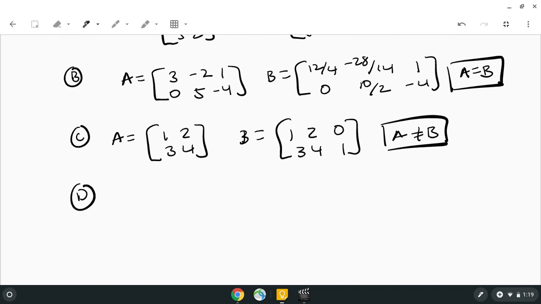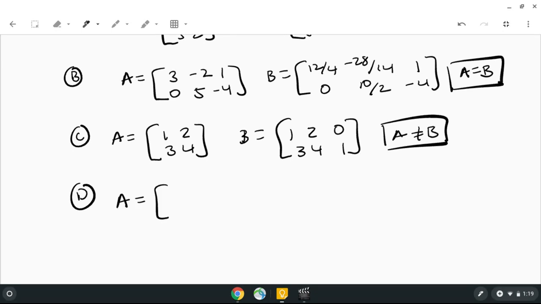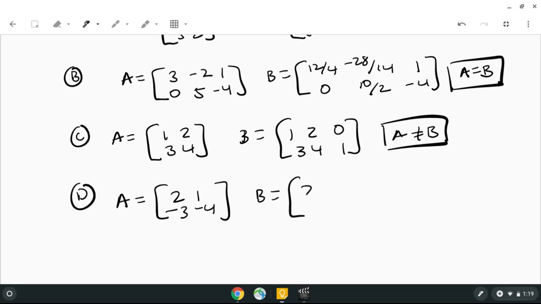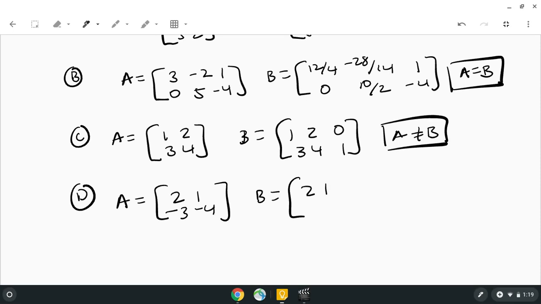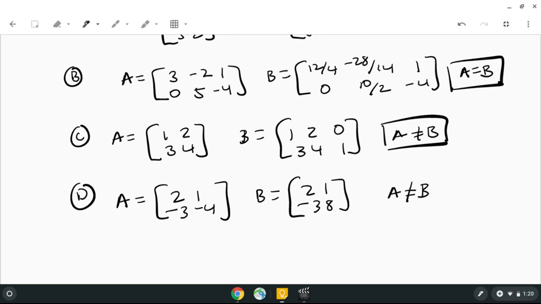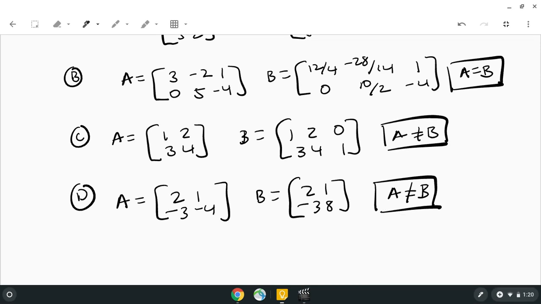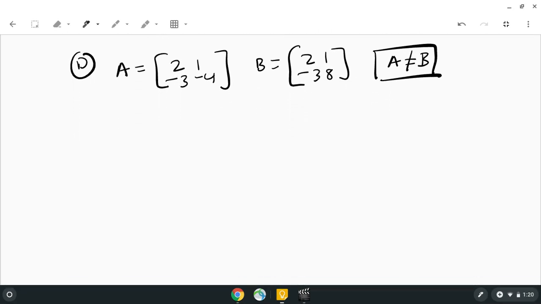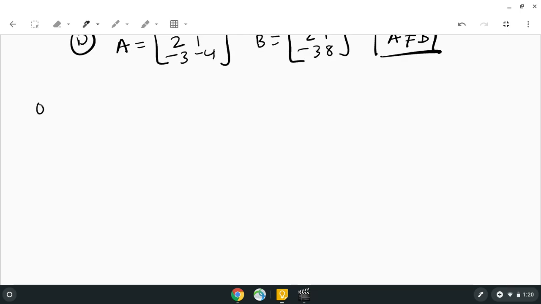And let's take a look at one more here. If A is 2, 1, negative 3, negative 4, and suppose matrix B is 2, 1, negative 3, 8. They have the same dimension, and they almost have the same elements, but the negative 4 and the 8 don't match up. So here, A is not equal to B. All right, so those are equivalent matrices. Let's take a look at some operations with matrices.